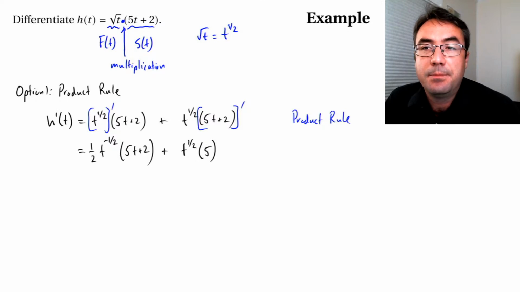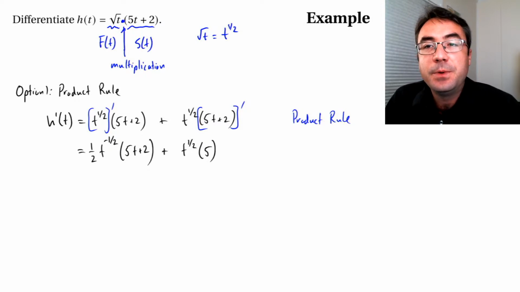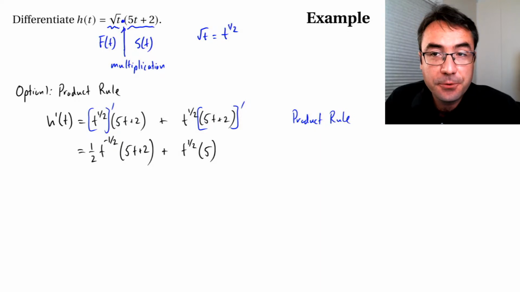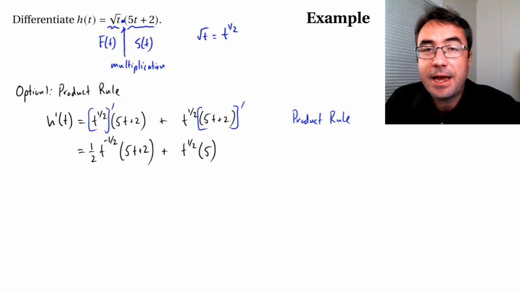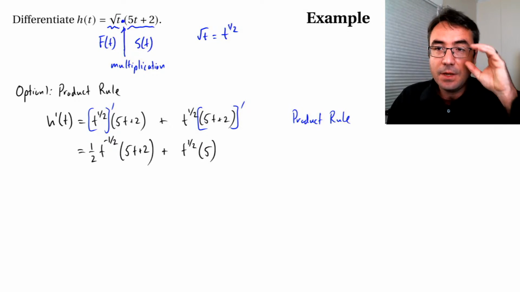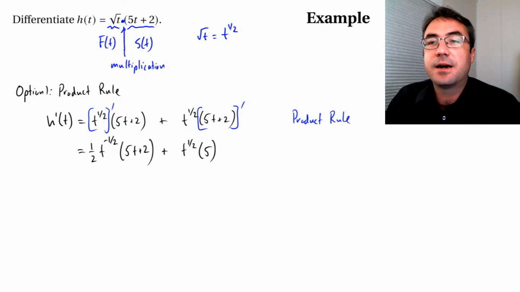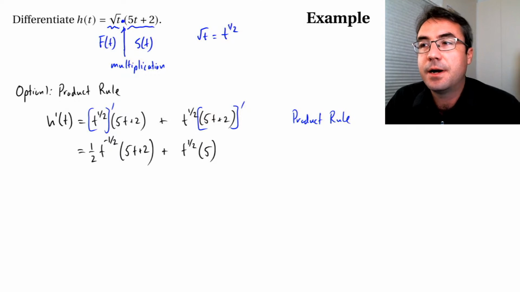So all told here, for our derivative h prime of t, we get that it's equal to 1/2 times t to the negative 1/2 times 5t plus 2 plus t to the 1/2 times 5. So that's our derivative using the product rule.